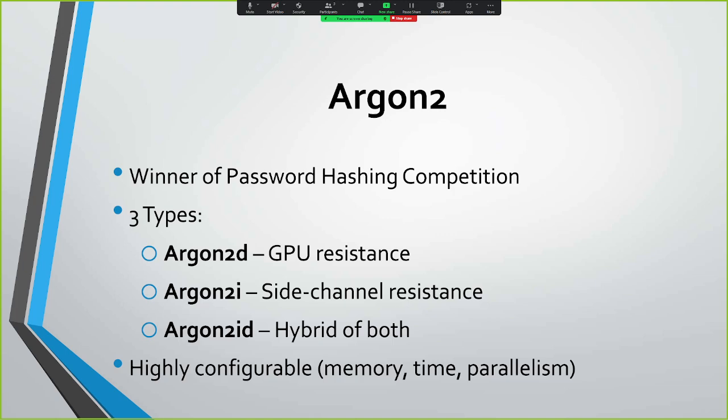Argon2 was actually the winner of the Password Hashing Competition and consists of three different types: Argon2d, Argon2i, and Argon2id. Argon2d provides resistance to GPU-based password cracking, whereas Argon2i defends against side channel attacks. And Argon2id, on the other hand, is a hybrid of both Argon2d and Argon2i, making it a more popular choice. Argon2 is considered to be highly configurable in relation to memory, time, and parallelism, but it is recommended that it be tuned over time to keep up with newer hardware advancements.